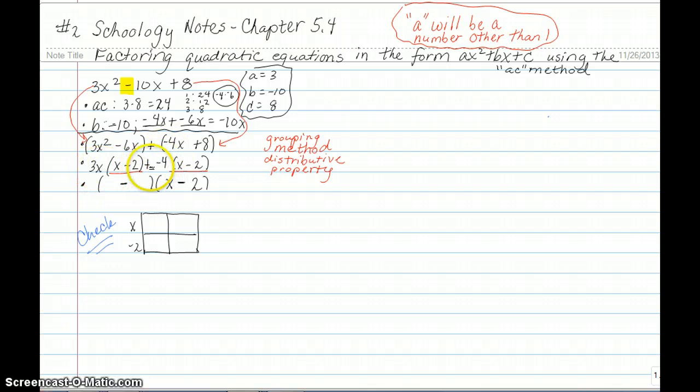So we have 3x plus a negative 4. We can just say 3x minus 4. You can go plus a negative 4 if you'd like. So 3x here and negative 4 here.